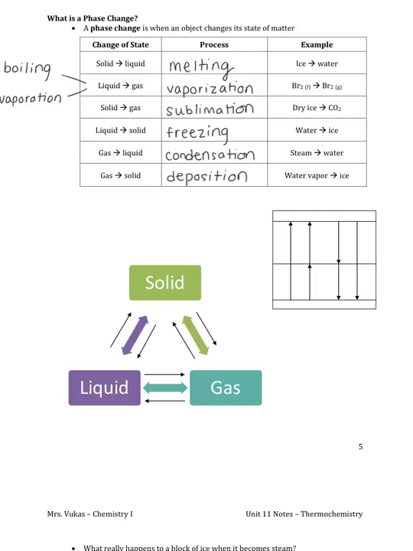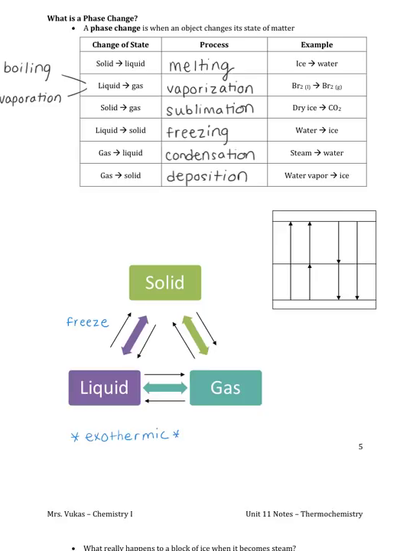So I am going to go ahead and write all of the exothermic phase changes in blue. So exothermic means that something loses heat. If it's losing heat, it's getting colder. So from a liquid to a solid, which would be freezing, from a liquid to a solid, that would be exothermic because it is getting colder.